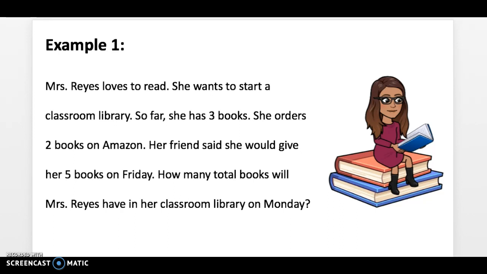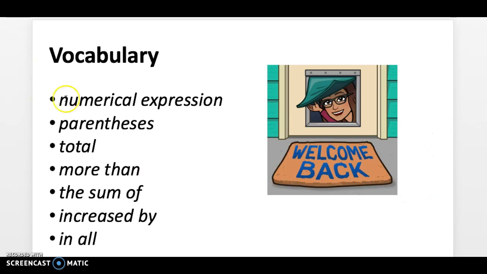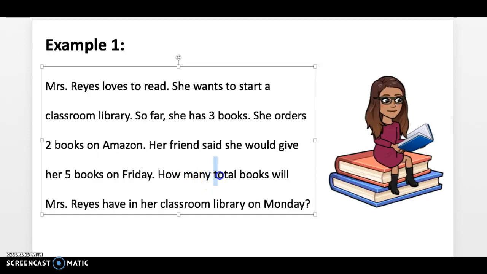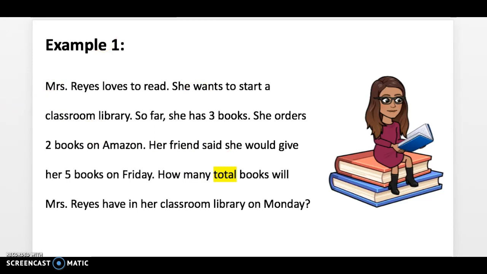Let's use our skills that we know about word problems. The very first thing we want to do is to look at our question. Our question asks us, how many total books will Mrs. Reyes have in her classroom library on Monday? Let's go back to our vocabulary. One of our vocabulary words is the word total. As you can see, the word total has a lot to do with addition, which means that in our problem, our question asks us for the total number of books that Mrs. Reyes has in her classroom library. This gives us the idea that we will be using the operation of addition.